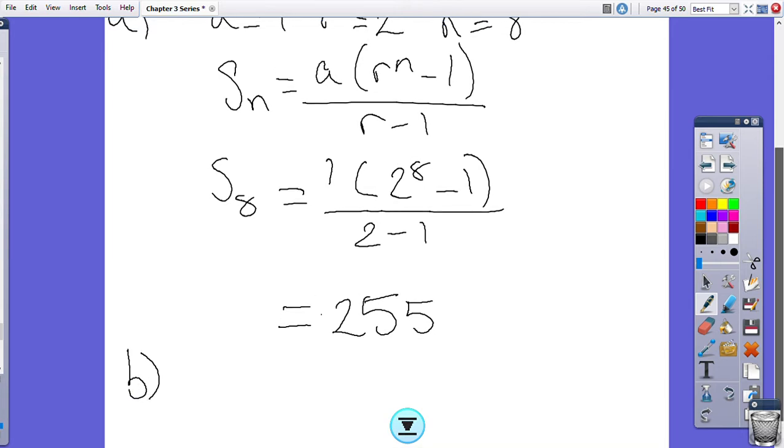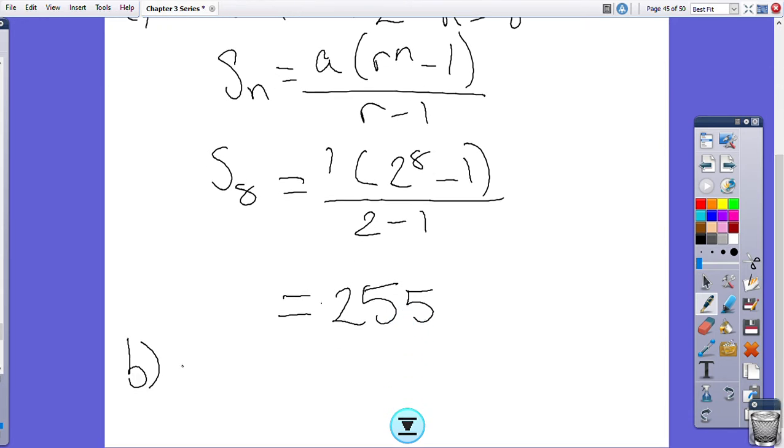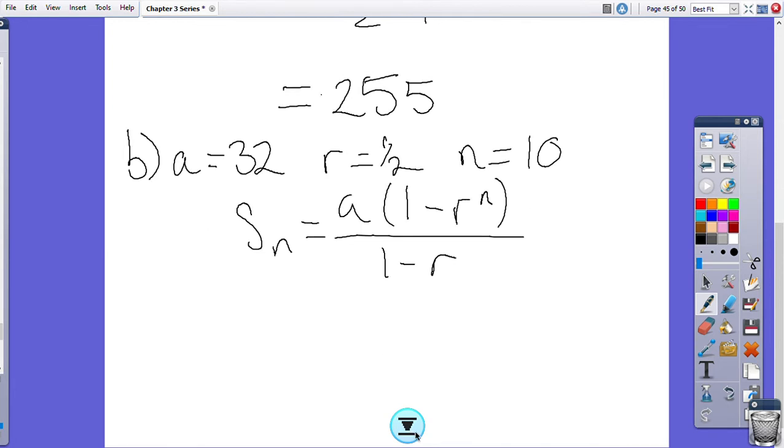On part B, you should have a was 32, r equals a half this time, and n equals 10. So this time you want to go to the other formula, a(1 − r^n)/(1 − r).